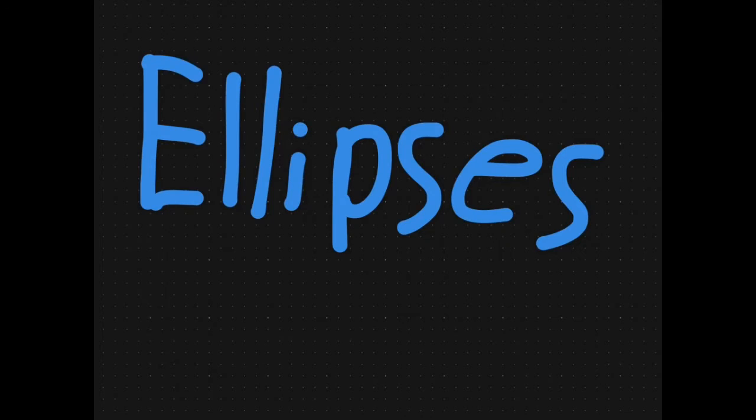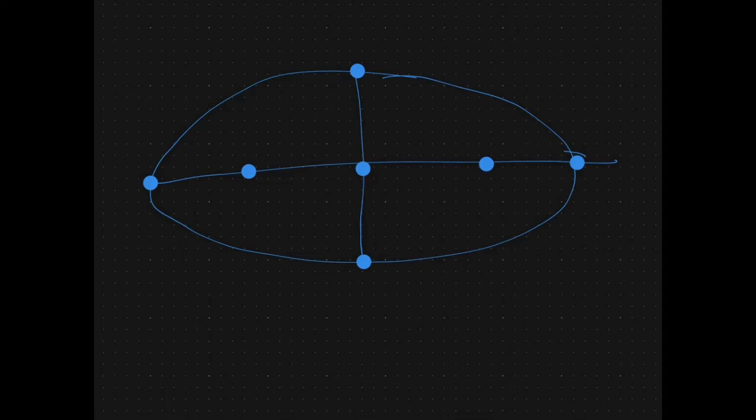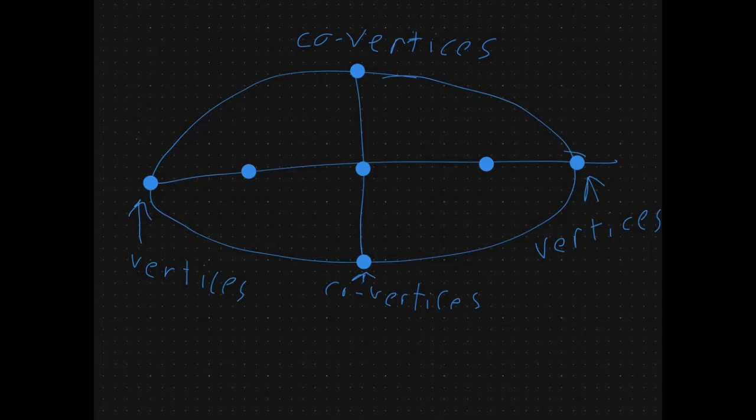Hello friends, today I'll be talking about ellipses. First off, an ellipse is the shape that you obtain after cutting a cone at a diagonal. There are many parts of an ellipse. There are the vertices, covertices, minor axis, major axis, and the foci.